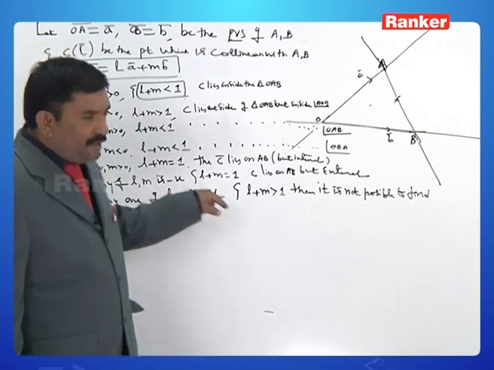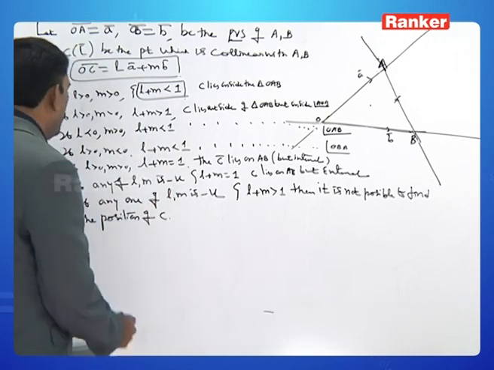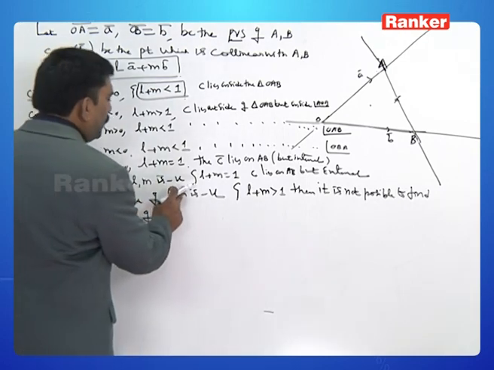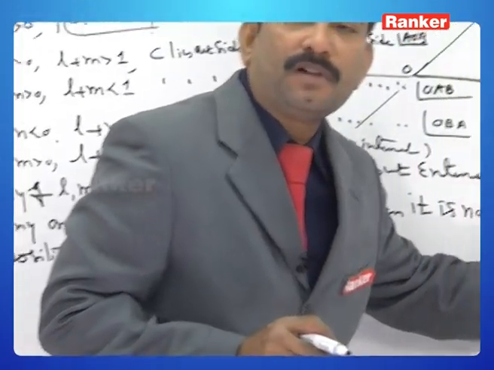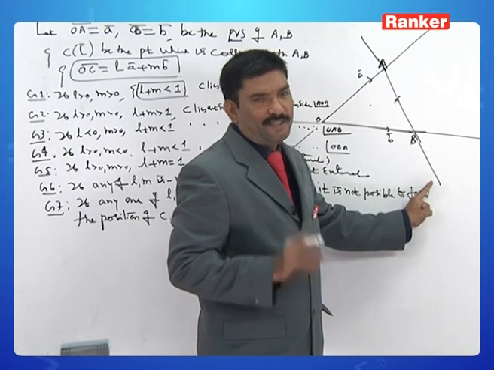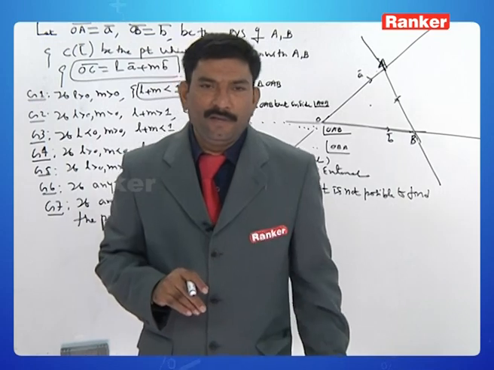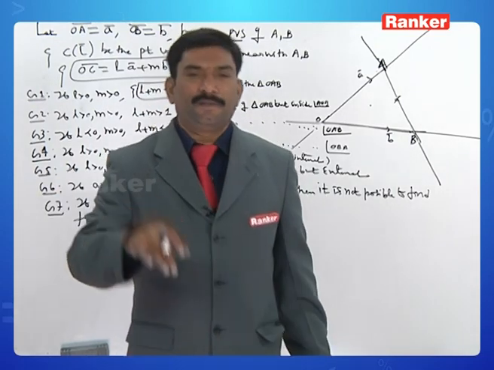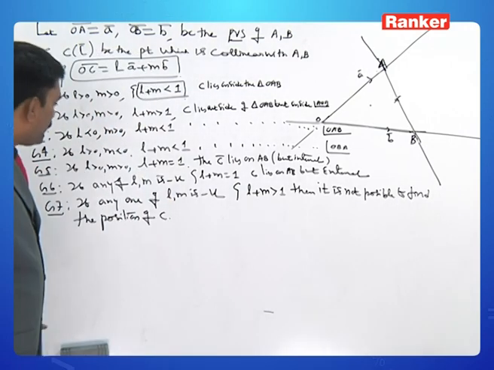If any one of L, M is negative and L plus M is equal to 1, C lies on AB but external to AB. Maybe here, maybe here. It's collinear, I do admit. It's collinear with A, B, but it's an external point. Got it? So now this is the next case, case 6.